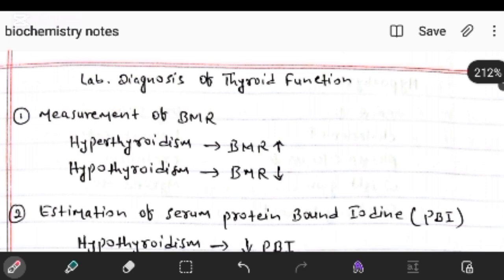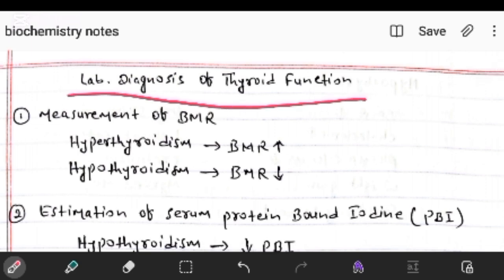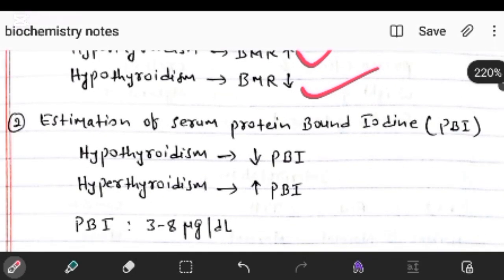Now, what are the lab diagnoses of thyroid function? Measurement number 1, measurement of BMR. In hyperthyroidism, BMR increases. In hypothyroidism, BMR decreases. Estimation of serum protein bound iodine. In hypothyroidism, protein bound iodine decreases. Hyperthyroidism, protein bound iodine increases. Normal range of protein bound iodine is 3 to 8 microgram per dl.